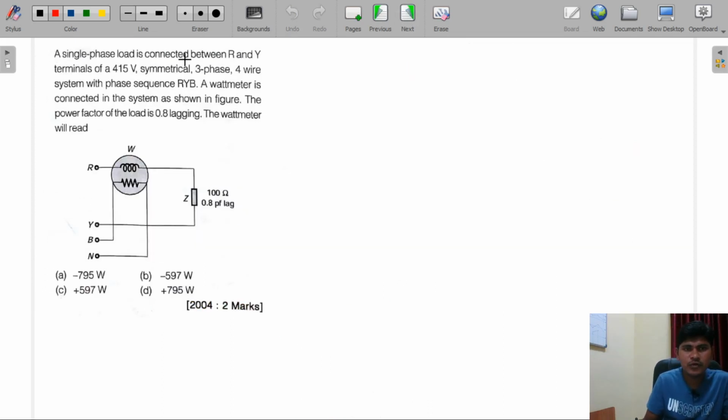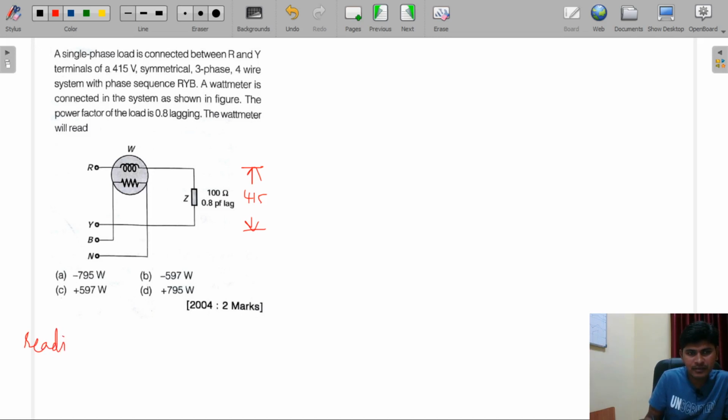A single phase load is connected between R and Y, and the voltage will be 415 volts. Voltage across this is 415 volts. Symmetrical three-phase four-wire system is with phase sequence R Y B. A wattmeter is connected in the system as shown in the figure. The power factor of the load is 0.8. Okay, it is given, right? The wattmeter will read.